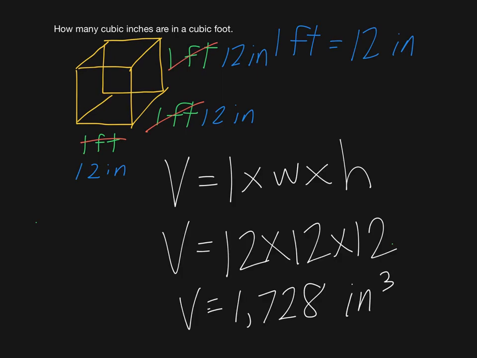So after realizing that the length of each side of our cube here is 12 inches, I then applied the volume formula. Volume equals length times width times height. My length, width, and height are all 12 inches. Multiplying 12 times 12 times 12 gives me 1,728. And don't forget your label. We need inches cubed, inches with a 3.